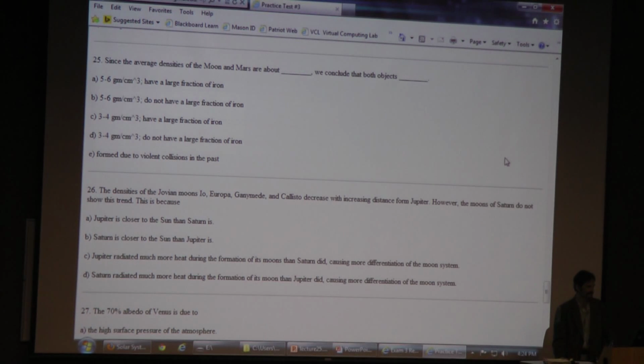All right, the average densities of the Moon and Mars are similar, 3 to 4 grams per cubic centimeter, so that narrows it down to C or D. And so we conclude that both objects do not have a large fraction of iron, right? So it would be D.